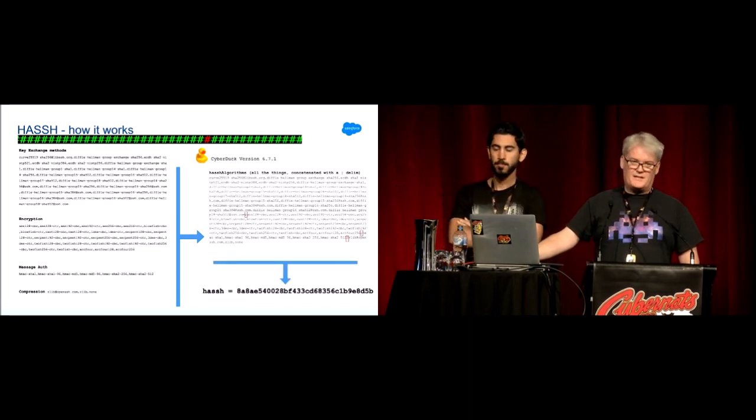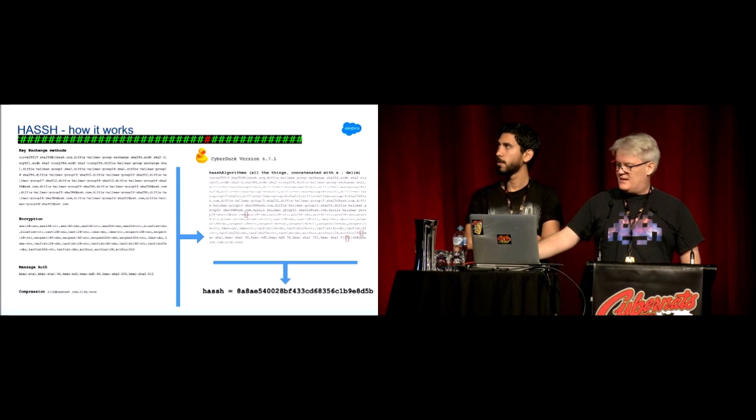And all we do now is take an MD5 message digest of that, and we end up with the hash, which is pronounced exactly the same way. So that's basically what Cyberduck looks like on your network. It's got that hash value of 8A8A.